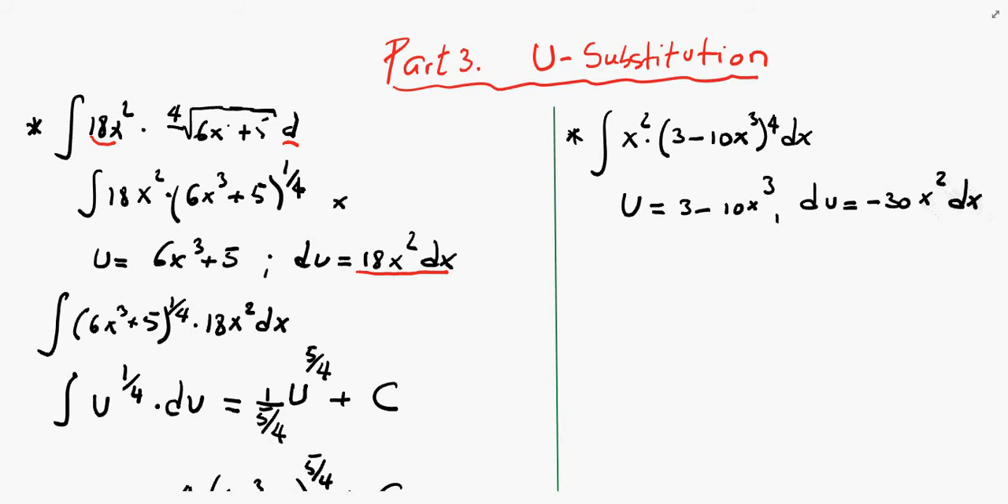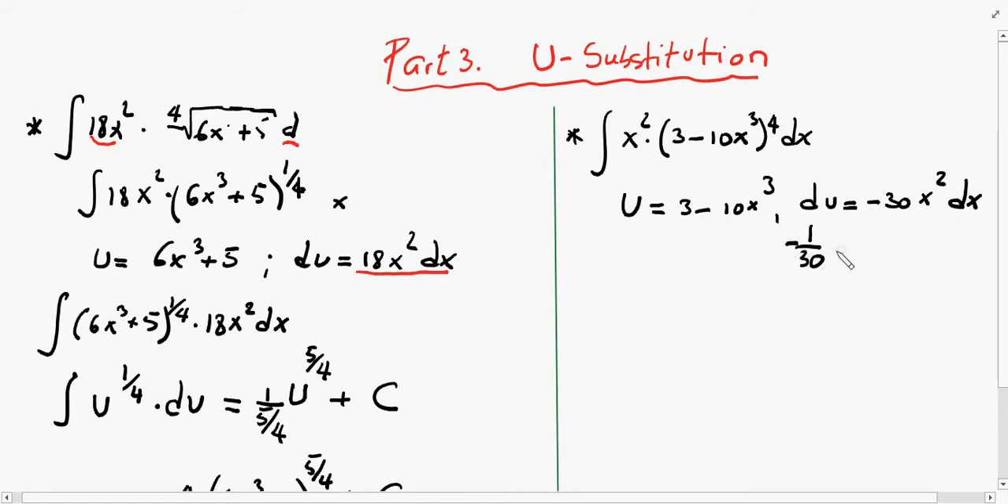And of course, we have here minus 1 divided by 30 du equals x to the power of 2 dx. And this is exactly the value that we have here, x to the power of 2 dx.